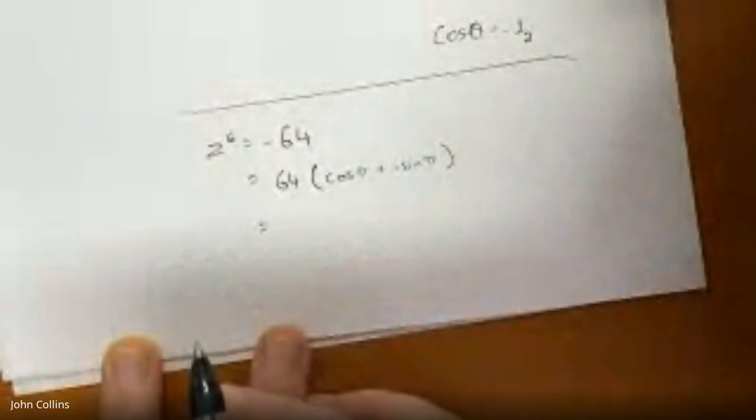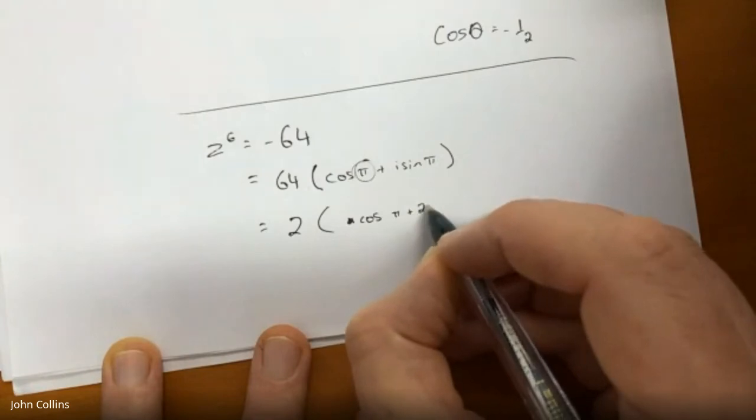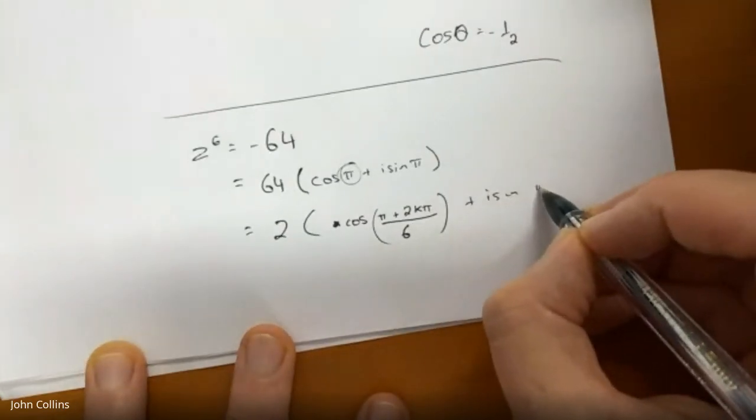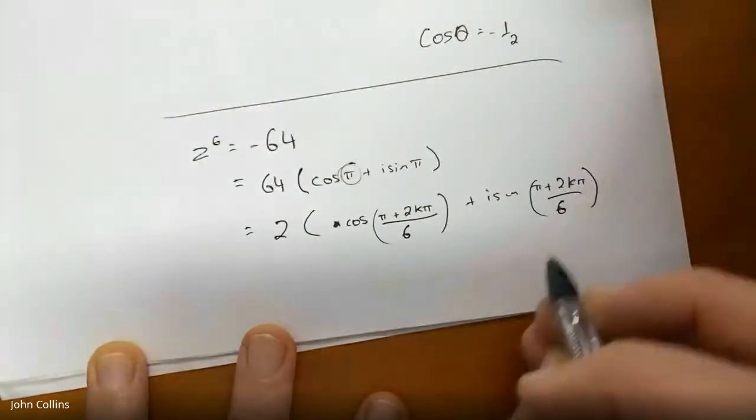All right. So the 6th root of 64 is? 2. 2, yep. And then what we put here is a general form for the, what would I write? Pi plus 2k pi, right? Cos of pi plus 2k pi divided by 6. Yes. Okay. And we have plus i sin of pi plus 2k pi divided by 6. Okay. All right. So that's the general form.